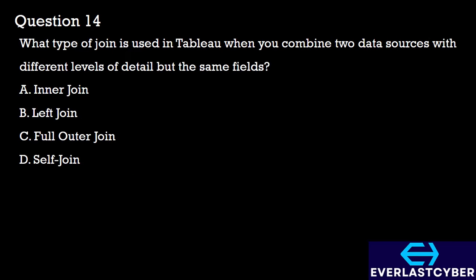Question 14. What type of join is used in Tableau when you combine two data sources with different levels of detail but the same fields? A, inner join. B, left join. C, full outer join. D, self join.